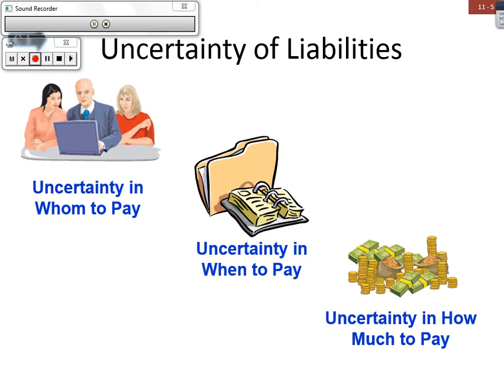So, uncertainty. Why do we have an uncertainty of a liability? If we know we went and purchased something or whatever the case may be, what could possibly be uncertain about a liability? First thing is whom to pay. And this is in your textbook on page 439 at the bottom. Whom to pay. Why are we uncertain about who we need to pay?